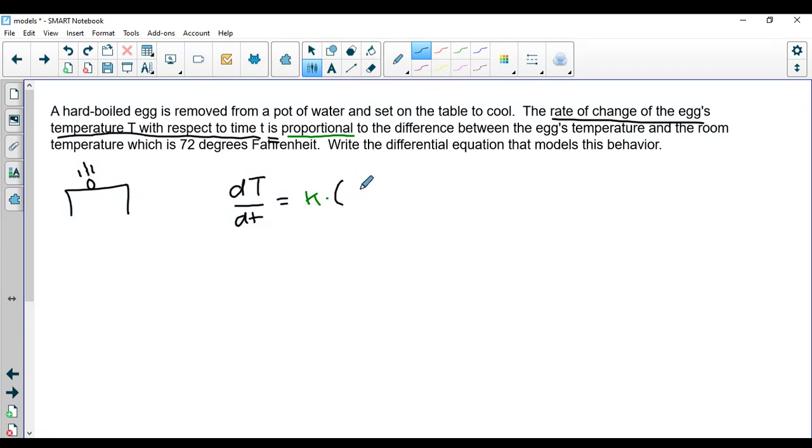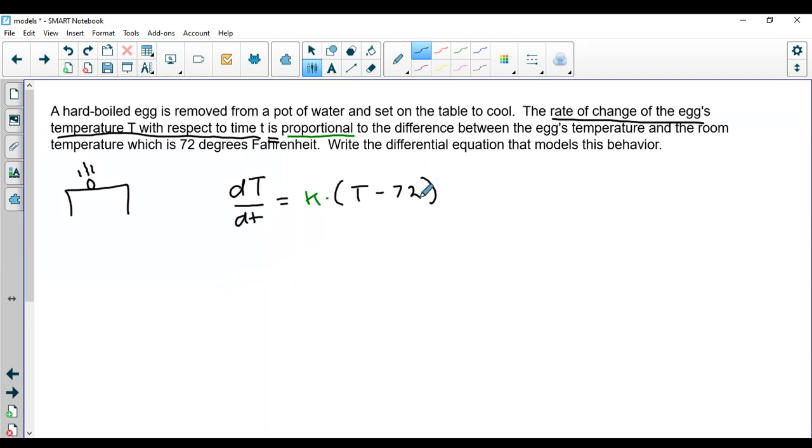So we're assuming the egg's going to be hotter if we just boiled it and it's cooling down, so it's going to be greater than 72. So I'll lead with that. The temperature of the egg would be T, and then minus the room temperature, 72 degrees, right? So it's proportional to the difference between the temperature of the egg and the room temperature. And that's the differential equation for that.